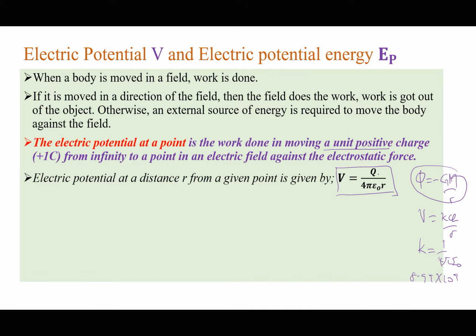Unfortunately, although we had a negative for gravitational potential, we don't have it here because electric potential will depend on the sign of the charge creating the field. Since we have both positive and negative charges, it means electric potential can be positive or it can be negative. Unlike a gravitational potential which was only negative, electric potential can be positive or negative because you can have a positive charge or a negative charge. So electric potential can be positive if the charge creating the field is positive, or it can be negative if the charge creating the field is negative.